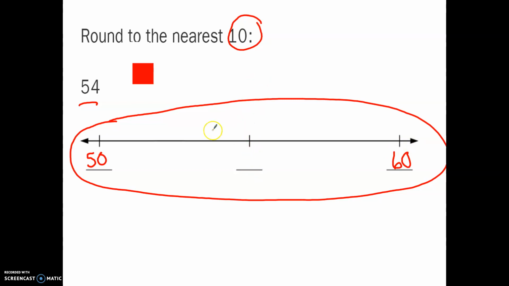Then I want to think about what's the halfway number? What number is right in the middle of 50 and 60? And that would be 55. Now that lets me decide where I'm going to put 54 on the number line. Well, 54 comes right before 55, so I would put it there. And this is showing me that the number 54 is closer to 50 on the number line. So if I was going to round 54 to the nearest 10, my answer would be 50.